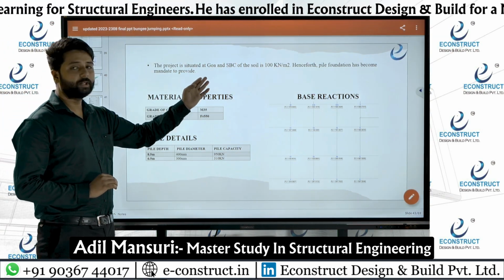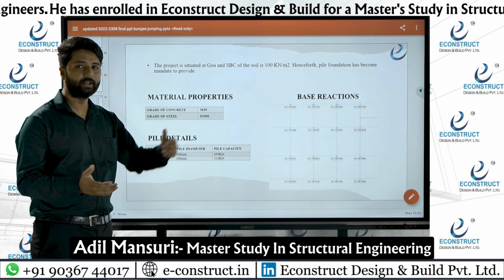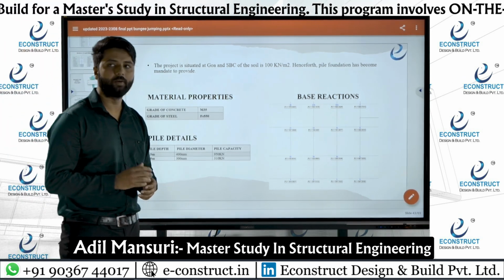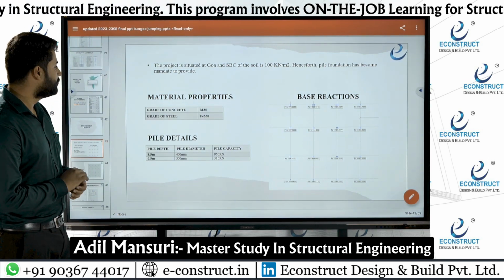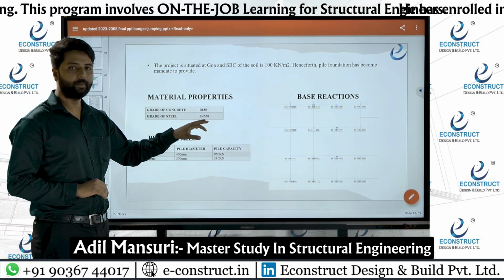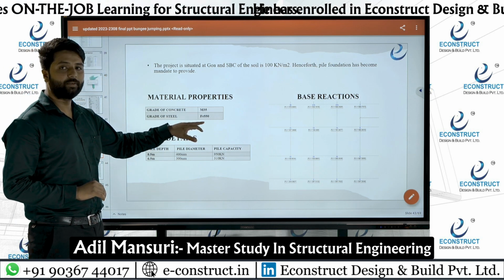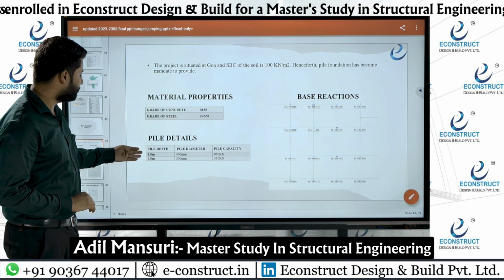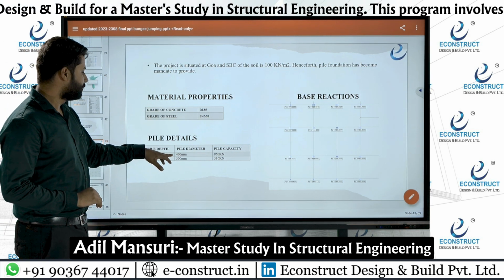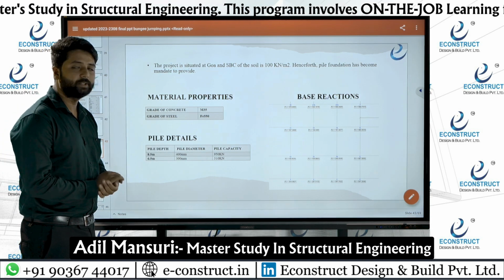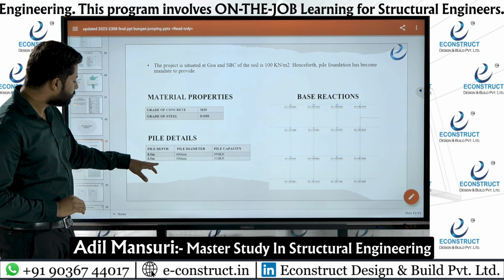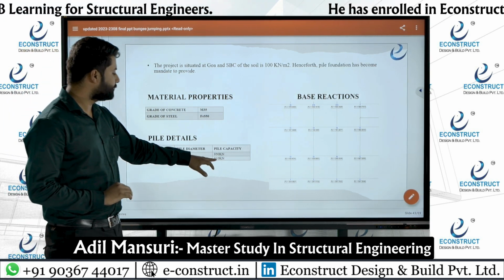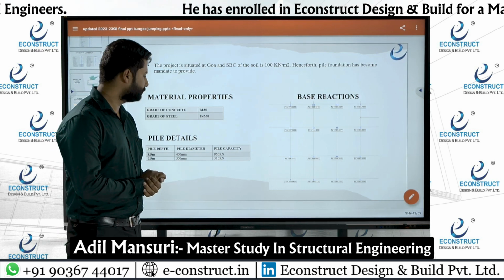The project is situated at Goa. The SBC of soil, as it is near the river bank, is like 100. So we have opted for a pile foundation for this project. Grade of concrete I have considered M35. Grade of steel Fe 550 we have considered. Talking about pile details, 8.5 meter pile, pile diameter is 400, pile capacity is 950. And 6.5 meter pile, 300 pile diameter, and 310 is the capacity of the pile.